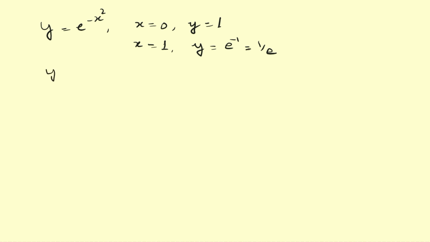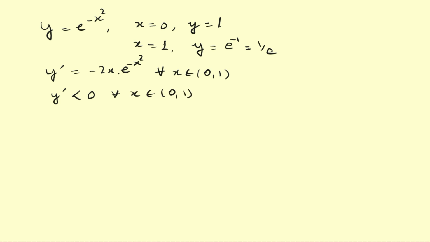Secondly, if you differentiate it, you are going to get minus 2x e to the power minus x square. Now this differentiation tells us the increasing or decreasing nature of the function. Our interval is from 0 to 1, in which x is positive, so minus 2x will be negative, and since exponential e to the power minus x square is always positive, we can say that y dash will be always negative for all x belonging to 0 to 1. Hence the graph is going to be a decreasing one. It is a monotonically decreasing function.